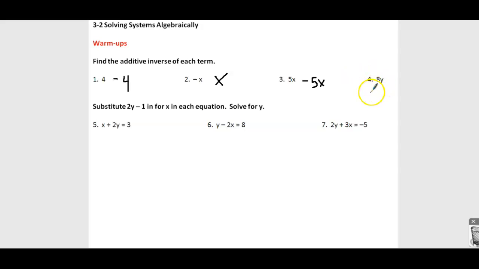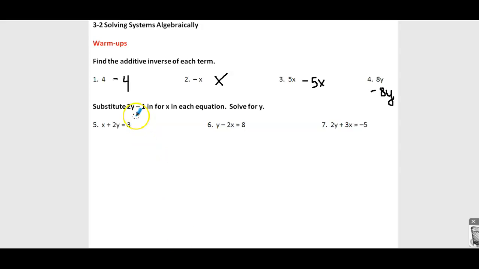That's what additive inverses are. So the opposite of 8y is negative 8y. And the reason we need additive inverses in this unit is for the elimination method, because in the elimination method, you want to find additive inverses so you can eliminate a variable. Today, our focus is going to be on the substitution method. So that's why, as part of our warm-up, we substitute.